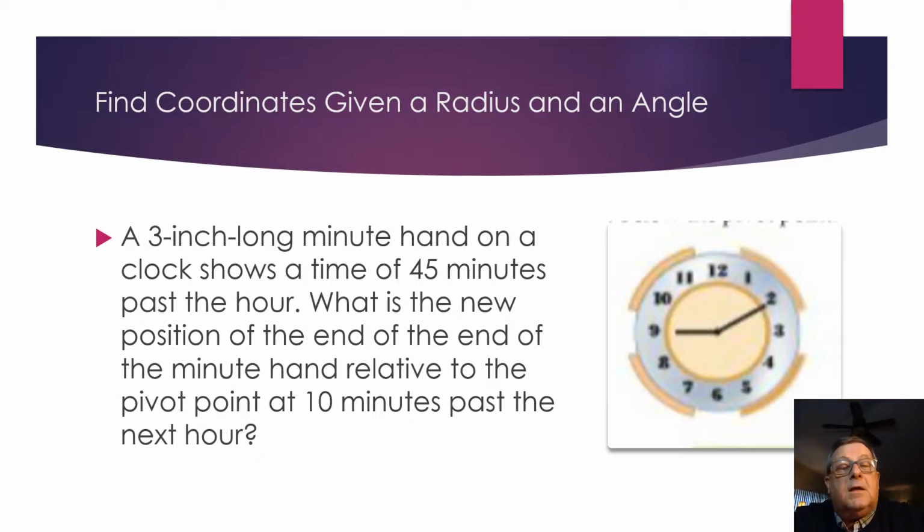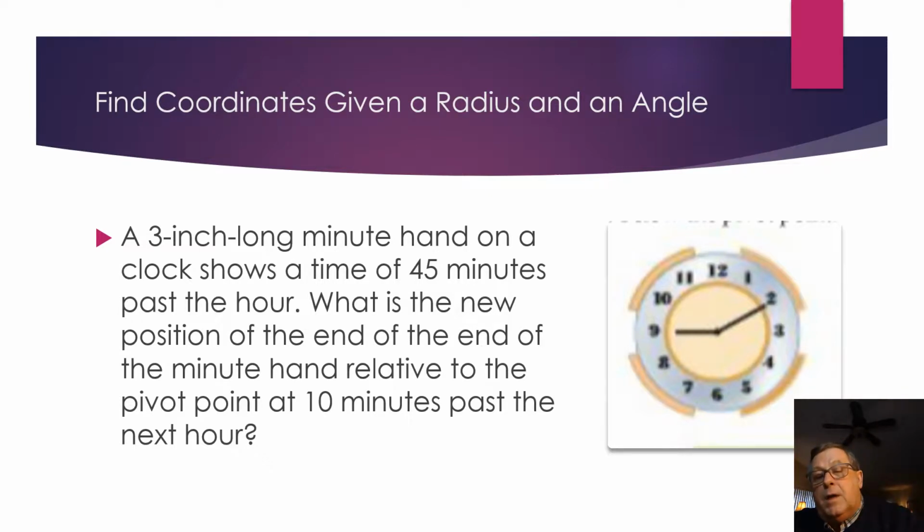Let's read this thing. A 3-inch long minute hand on a clock shows the time at 45 minutes past the hour. What is the new position of the end of the minute hand relative to the pivot point at 10 minutes past an hour? Of course, my clock as it shows is 10 minutes past the hour.